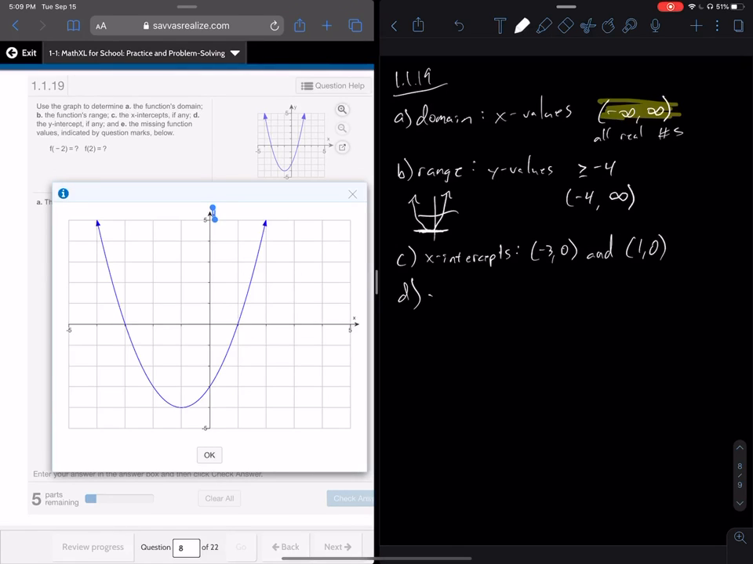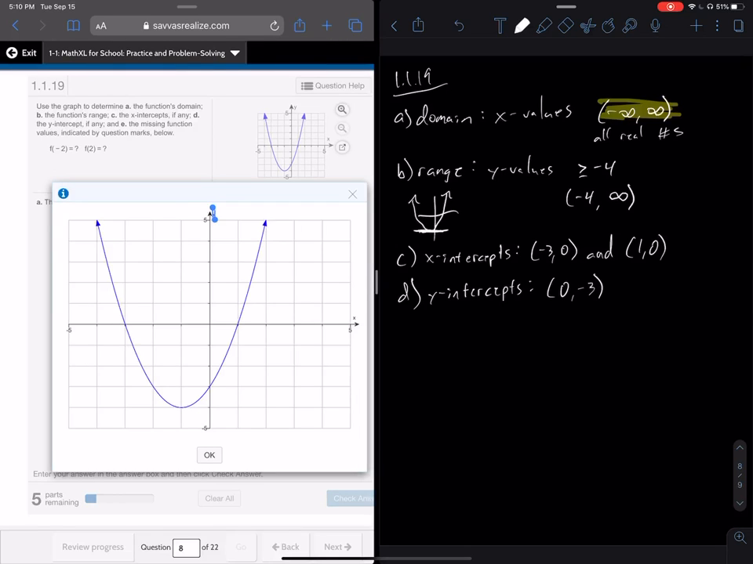D, they're looking for the y-intercepts. So where do we cross the y-axis? Here we only have one y-intercept. Our y-axis crossing would be at -1, -2, -3. So we would say (0, -3). Our y-intercept would be -3.